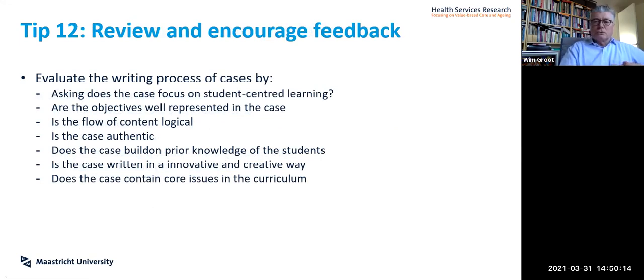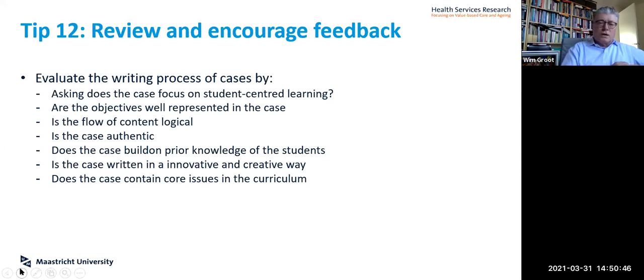That's also good that students, of course, in the student evaluation, give feedback on the cases. They find the cases to help them foster the discussion. Did it focus on student-centered learning? Did it help them identify the objectives of each of the case? Did they find the cases to be authentic and realistic? Did it build on prior knowledge, or was it repeating or not building on prior knowledge?